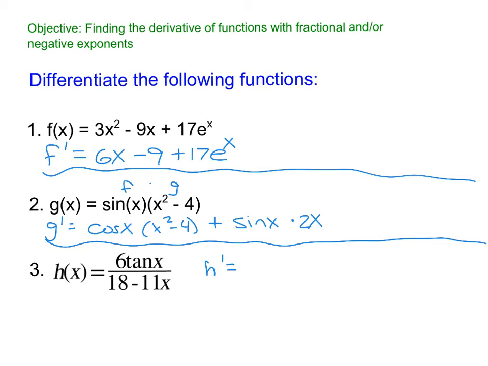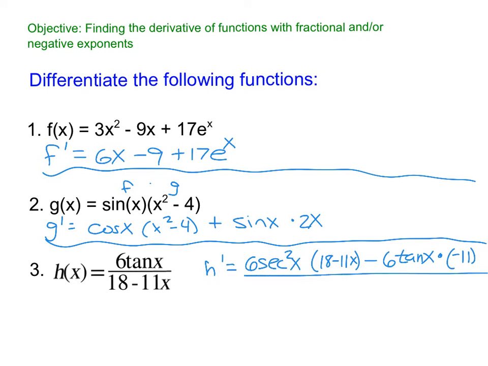All right, derivative of the top. So 6 secant squared of x times 18 minus 11x minus 6 tan x, the top, derivative of the bottom, which is negative 11, all over the bottom squared. And you can leave it like that if you really want to simplify. You can go through. The only thing I would probably do myself, if I was just doing this for me, was I would probably multiply the negative 6, and so put like a plus 66 tan x. That's probably the only thing I would do different here. I would leave everything else the same.